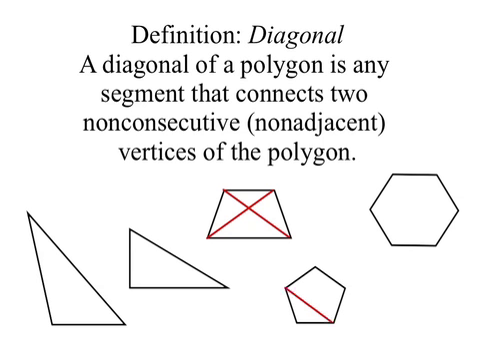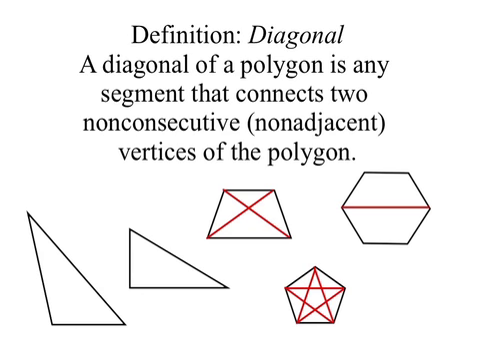And now let's go to the pentagon. 1, 2, 3, 4, and 5 diagonals in a pentagon. And now the hexagon. 1, 2, 3, 4, 5, 6, 7, 8, and 9 diagonals in the hexagon. There are formulas to help determine how many diagonals a polygon has based on its number of sides.